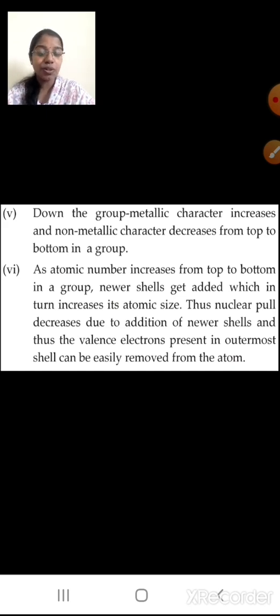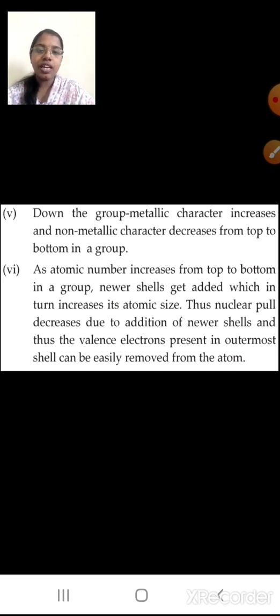This we have studied now only. Thus, the nuclear pull decreases due to the addition of the newer shells. New shells go on adding because the atomic number is increasing, and hence the nuclear pull is less. And thus, the valence electrons present in the outermost shell can be easily removed from the atom.